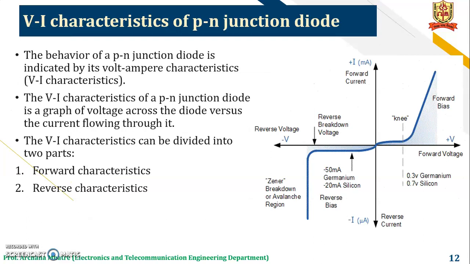Now, VI characteristic of PN junction diode. In this graph, you can see the forward characteristic and reverse characteristic of a PN junction diode. The behavior of the PN junction diode is indicated by its volt-ampere characteristic, that is, the VI characteristic. The VI characteristic of a PN junction diode is a graph of voltage across the diode versus the current flowing through it. The VI characteristic can be divided into two parts: forward characteristic and reverse characteristic.